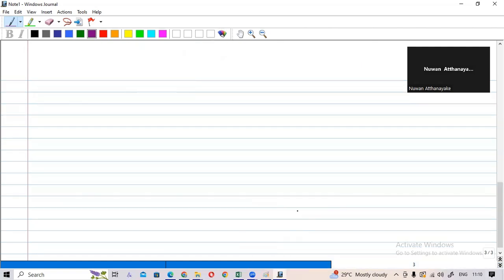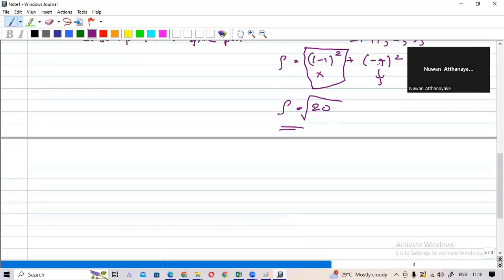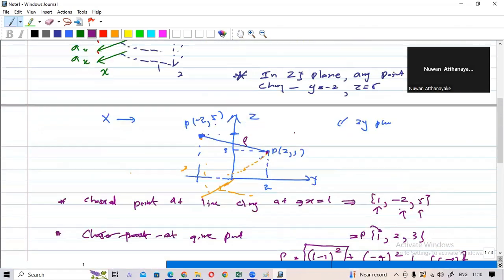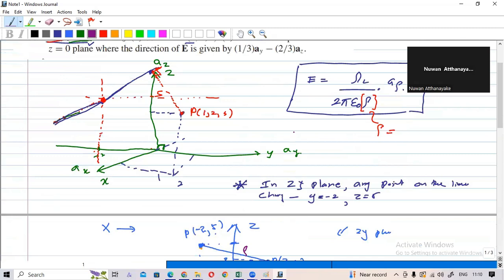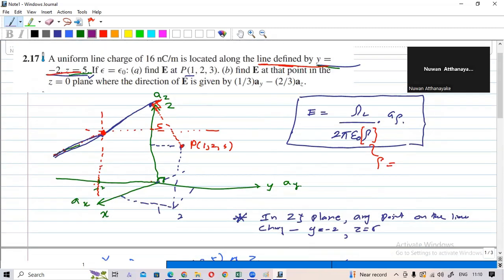Okay, so we will get this rho as square root 20. Then we need to find the rho L, which is given. So this is the line charge density. Okay, rho L, and also you need to find this one, the unit vector a rho.